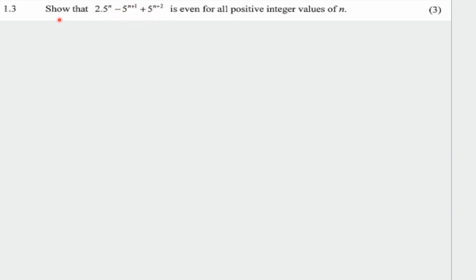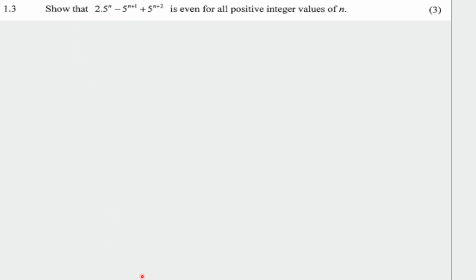You must show that you will get every answer as even when the value of n is a positive integer. So for example, when your value of n is 1, 2, 3, 4, 5, 6, 7, 8, 9, moving forward up to infinity, will you get your answer as an even number here?